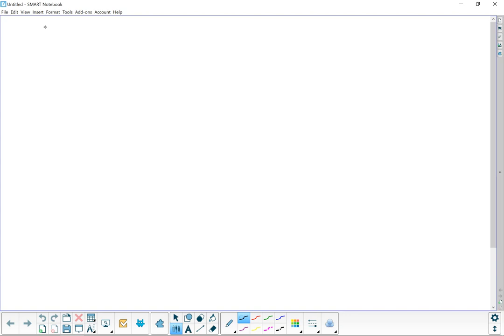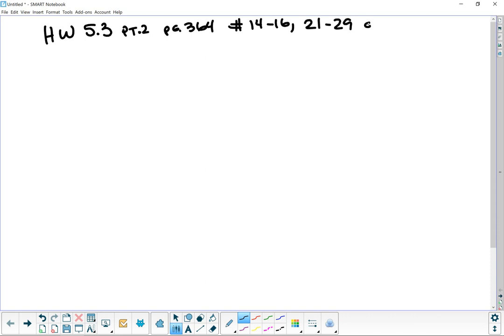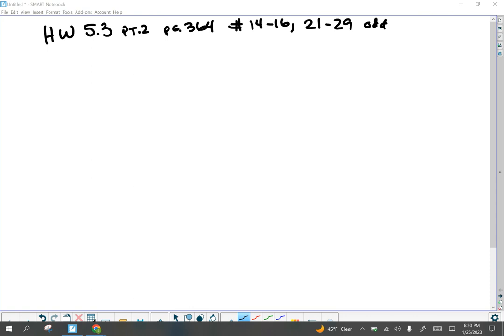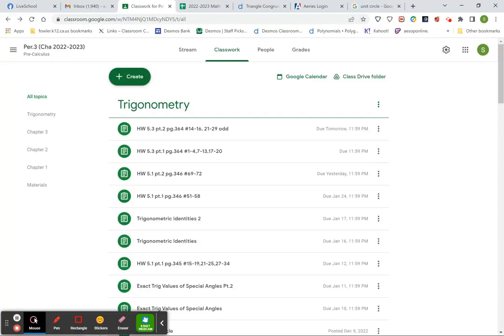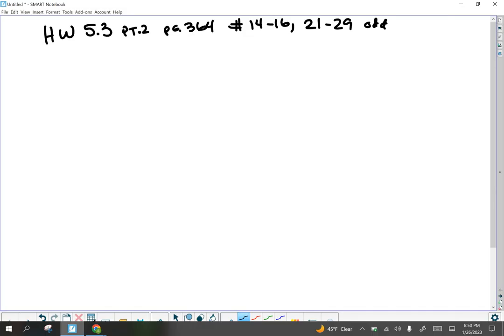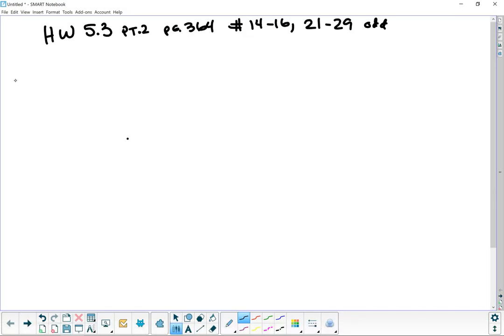All right, so this is going to be homework 5.3, part 2, page 364, numbers 14 through 16, and then 21 through 29 odd. All right, let me double check. Not that I don't trust myself, but let's see. 14 through 16, 21 through 29 odd. That is correct. Okay, so let's start with 14.